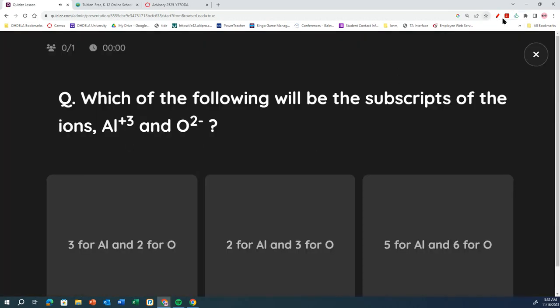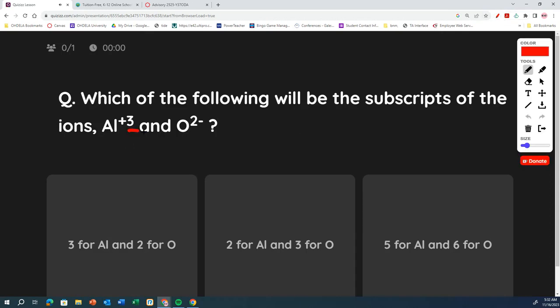Let me do that one more time. The 3 goes below the oxygen, and the 2 goes to the aluminum. 2 for aluminum and 3 for the oxygen.